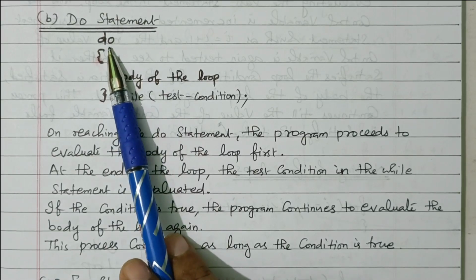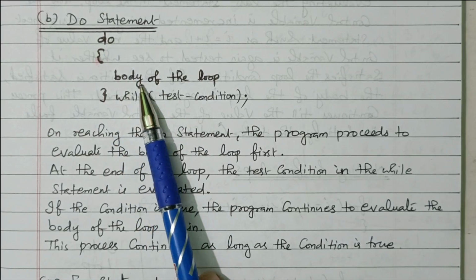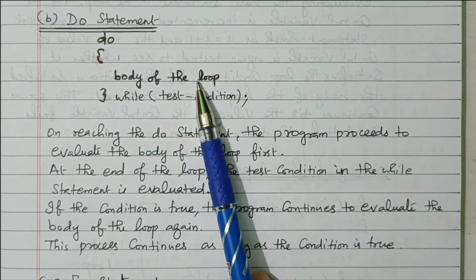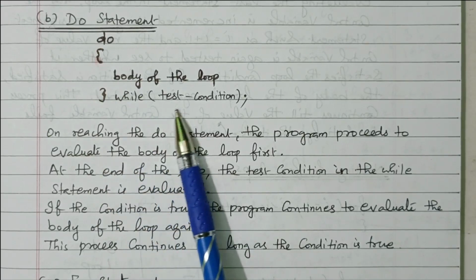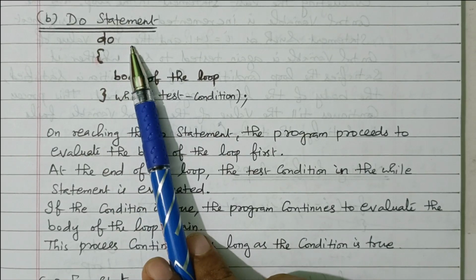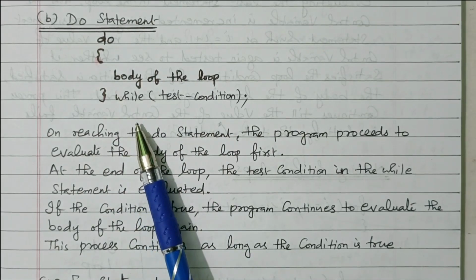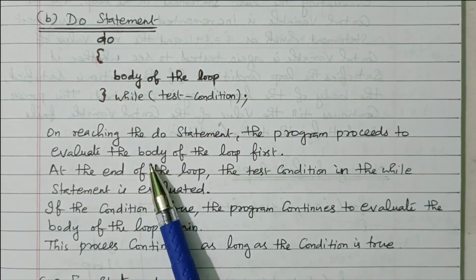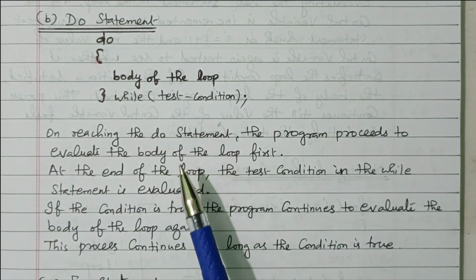But here, whether the condition is true or not, minimum one time the body of the loop will be executed. That is the set of statements available between the braces. Thereafter it will check the condition. If the condition is true, again it will repeat. Until the condition is false, it will repeat the process. So this is called an exit level control, right? At the exit only we are checking the condition, but while loop is the entry level control, right?